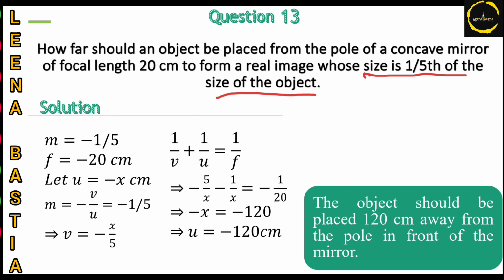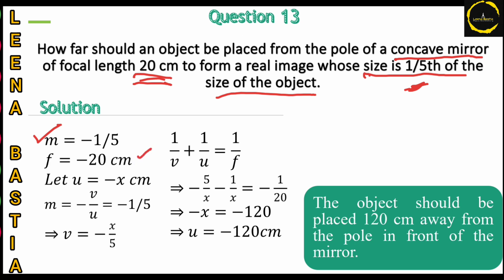that is 1/5. So that means, as I told you in the previous question, if any comparison is given between the image size and the object size, that value is your magnification. Okay, so just write it down. The m value is 1/5. Why is it minus again? Minus because of the concave mirror. The focal length is also given as 20, so it will be minus 20.